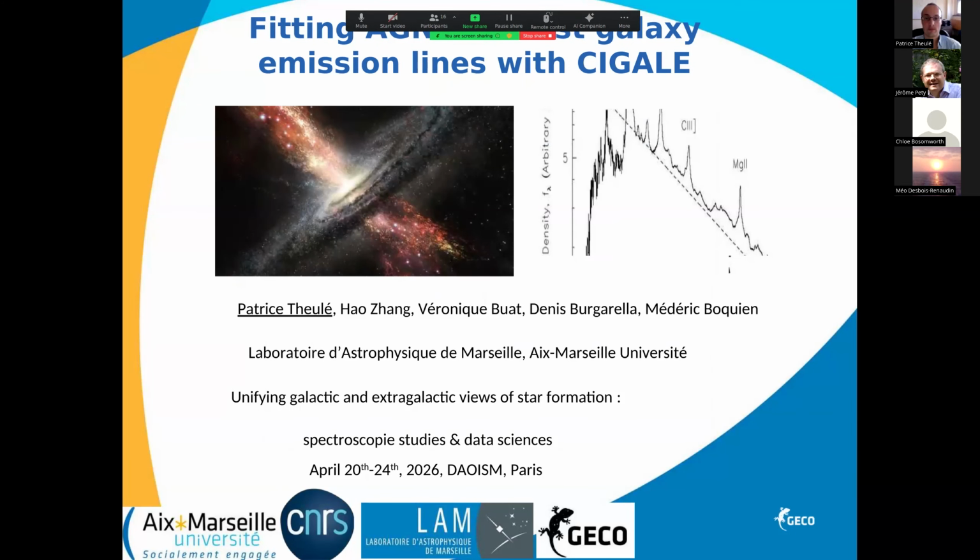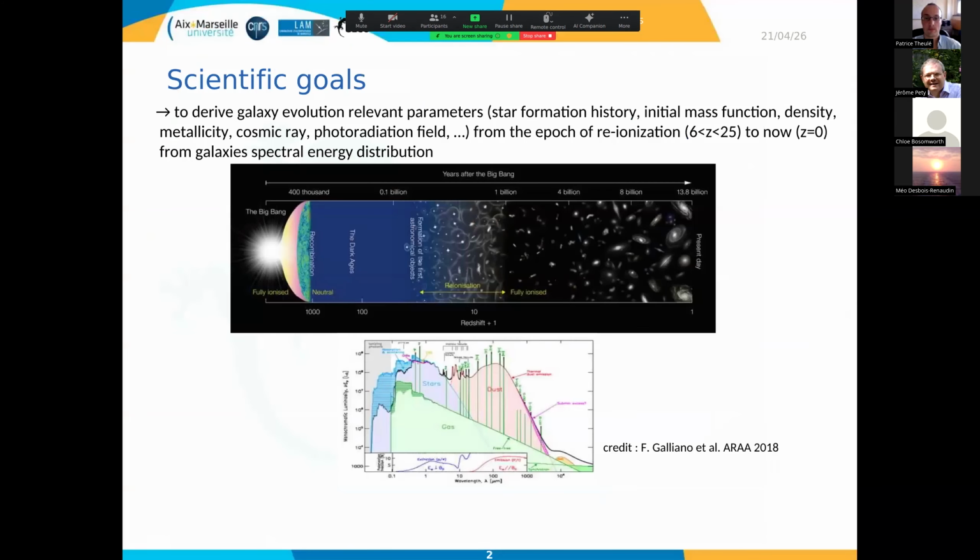So I will show you how it's possible to fit emission lines of AGN and of course the host galaxy with CIGALE. The goal of this is to derive the parameters which are driving the galaxy evolution. And to do this, we will use the galaxy spectral energy distribution with all its components: the stars, the dust, and the gas, and possibly the AGN.